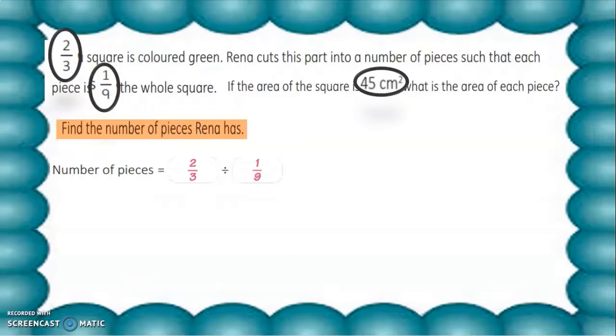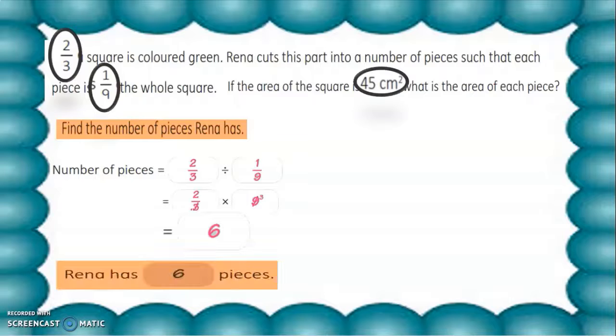Very good. We're going to divide two-third divided by 1/9. So we're going to multiply by the reciprocal. So we have two-third times 9. We already simplified 3 and 9 by dividing by 3. So if we're going to multiply, we have 6.